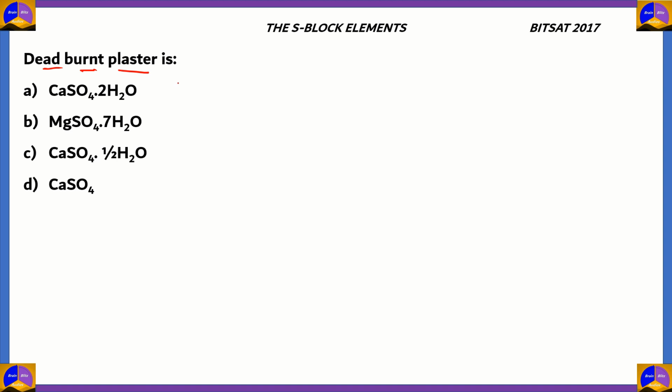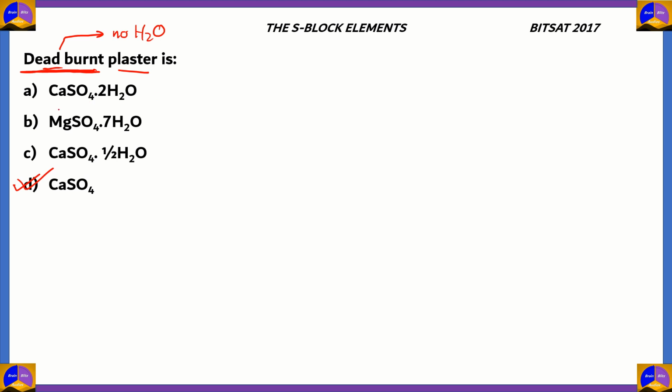So the question that we have is to find dead burnt plaster. Now, when you have objects that are dead or burnt, they do not have water present in them. And among the 4 options, the only option without any water is option D, CaSO4. So CaSO4 is the correct option.